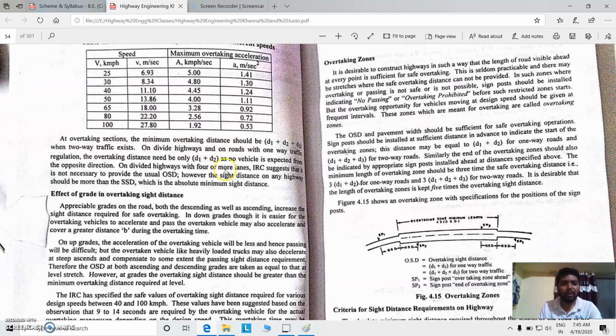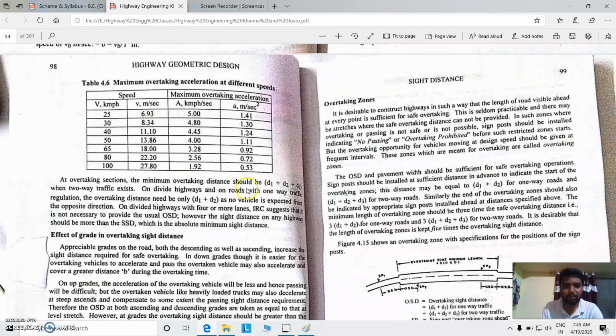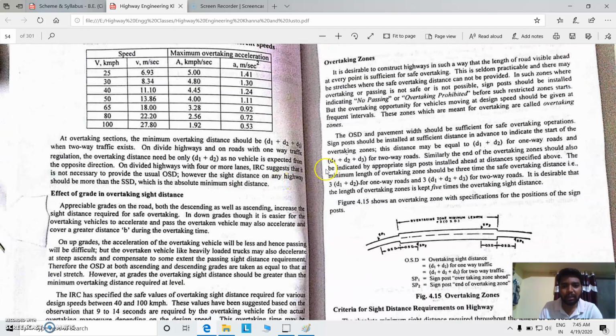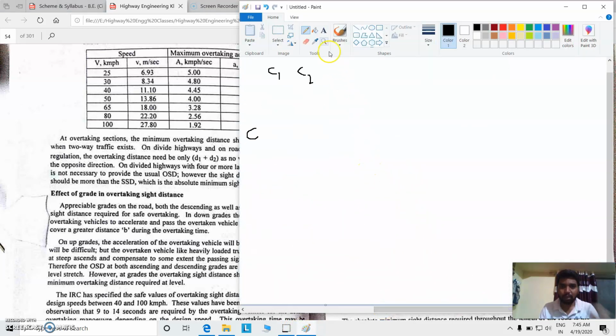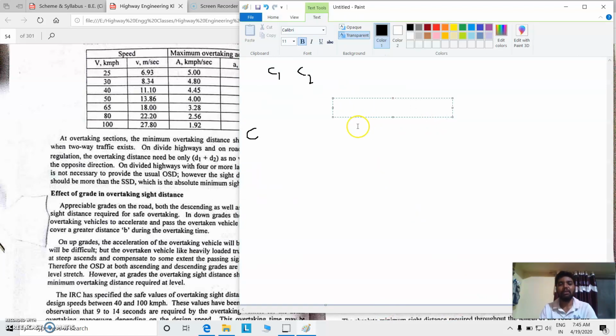Apart from this, the second content to discuss is zones. Overtaking zones are prescribed in the recommendations. Overtaking zones are what you might have observed whenever you are traveling in a bus: the signboards installed on the highways, saying overtaking zone ahead and end of overtaking zone. You might have observed these types of signboards while traveling.